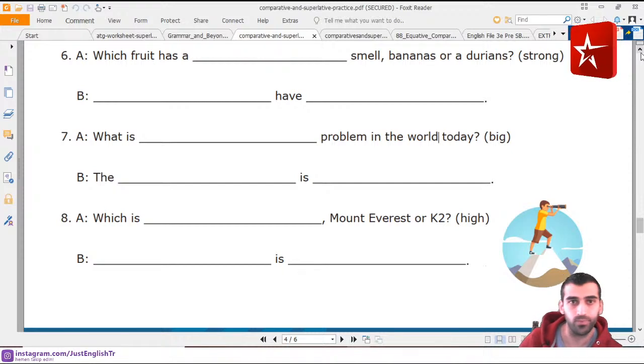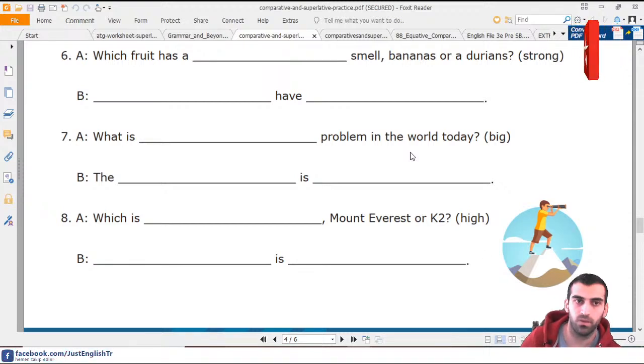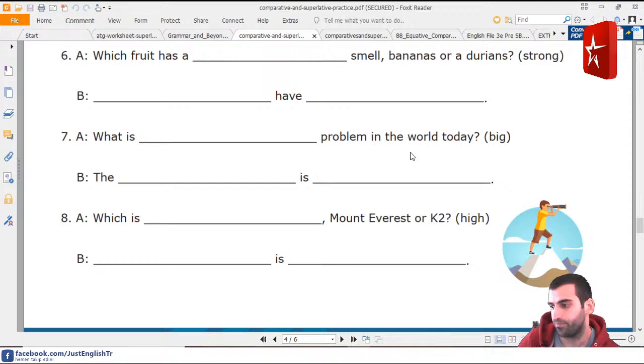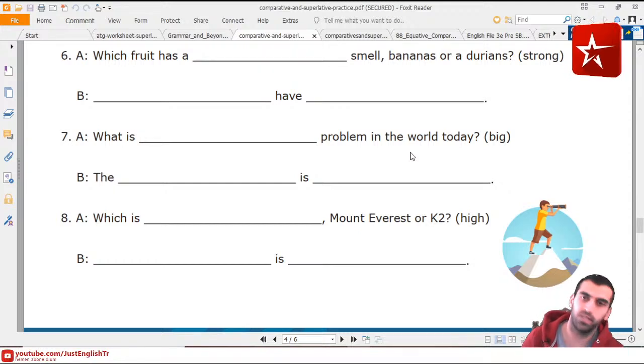What is the biggest problem in the world? Yes, as you see, we have in the world. What is the biggest problem in the world? Can you tell me the biggest problem in the world? Which one is the biggest problem? For example, air pollution. Air pollution is the biggest problem in the world today.